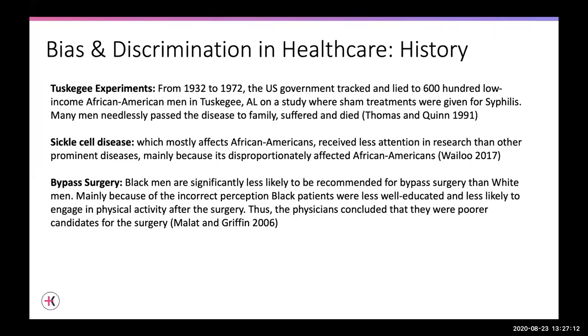Three examples are presented here. The Tuskegee study is actually deplorable. Sickle cell was studied for a long time, and human bias led to discriminatory action or discriminatory selection of candidates for bypass surgery in the sickle cell disease study, right?